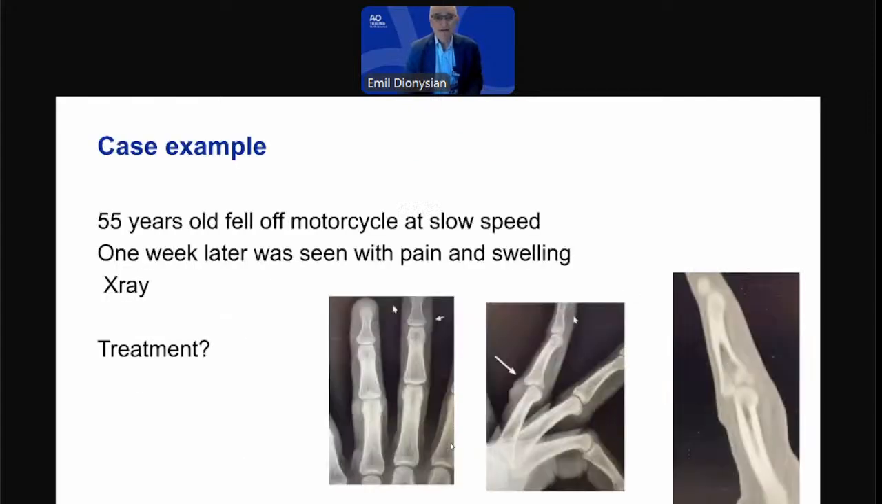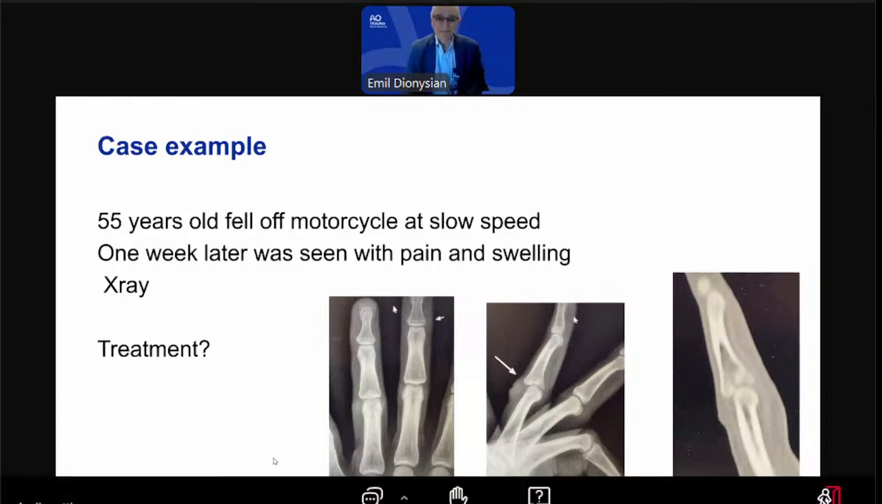options. So here's a case, a 55-year-old falls off a motorcycle at a slow speed. One week later, shows up in my clinic with pain and swelling and cannot flex the finger. This is the index finger, sorry, this is the ring finger, and has difficulty bending. We get an x-ray. As you see, it's a very subtle change happening here. Just keep it in mind as we're going over the cases and discuss the options. We'll come back to it at the end.